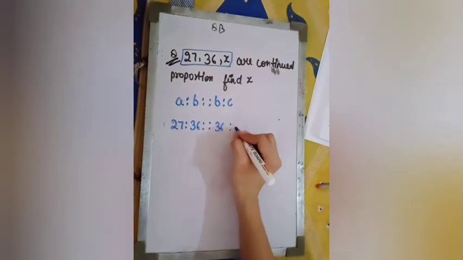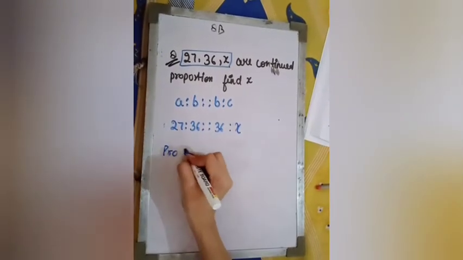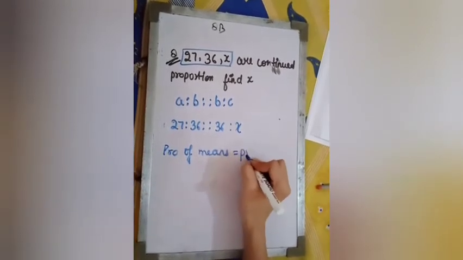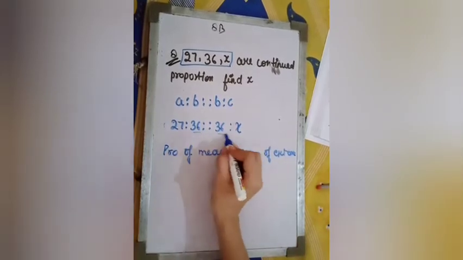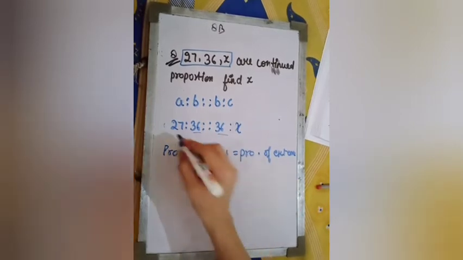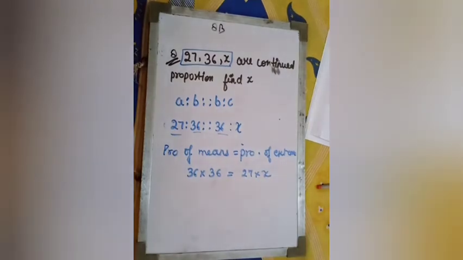Now A is 27, B is 36. Okay, this is x. Now from here you can use the formula: product of means equal to product of extremes. Use this formula and you can find it. Means are 36 into 36 and extremes are 27 and x. From here find the value of x.